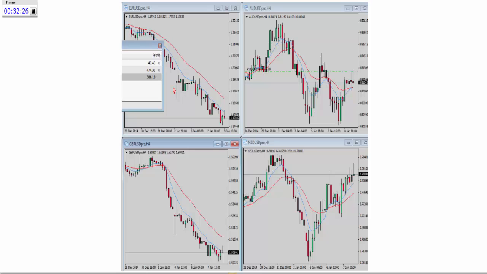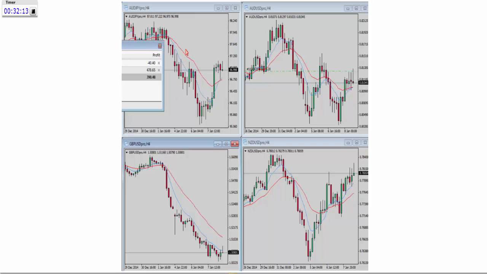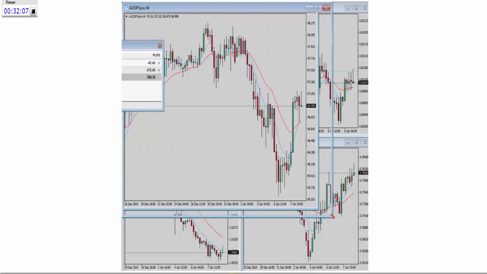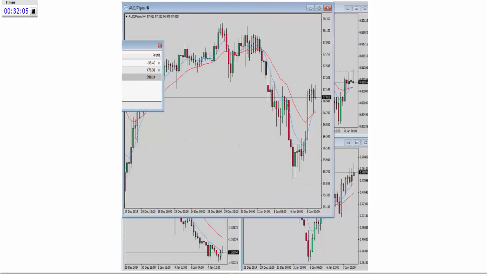and that one is on Aussie dollar JPY. So I'll show you that one as well. Let me pull it up here, Aussie dollar JPY, and we can take a look at that. And if I'm going to show you that setup, I'm going to have to scroll this back a little bit because it was taken a little while ago.